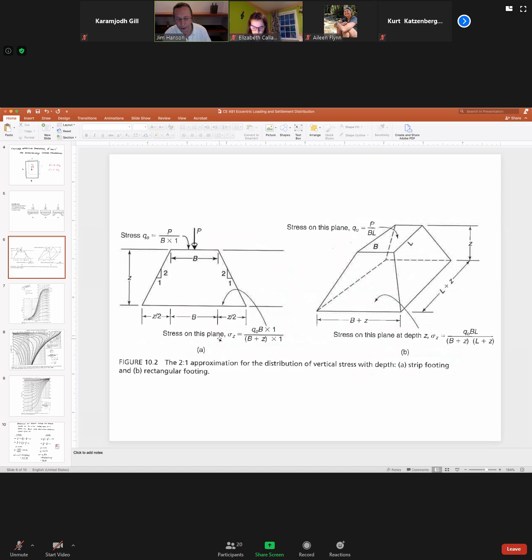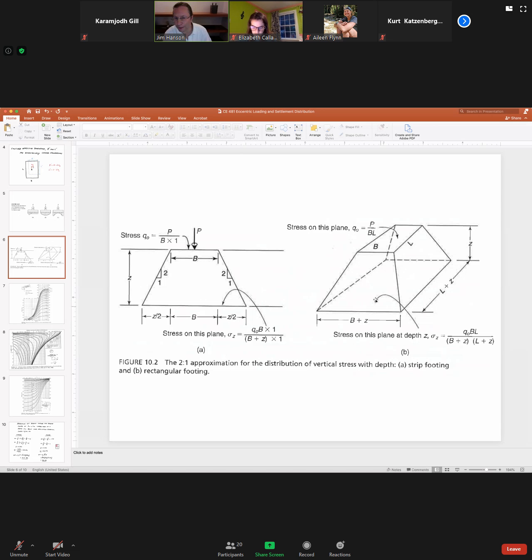And therefore, the stress acting on this plane for a strip foundation is going to be Q naught times B times 1. That's the load that is acting up here. And what we're doing is dividing that load by a new area. And that will be B plus Z times 1. So B plus Z times 1 into the page is the new area of that foundation.